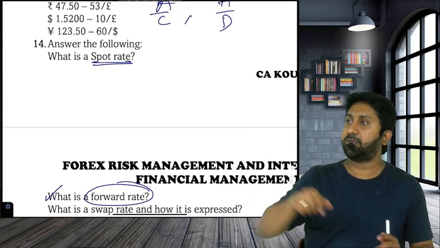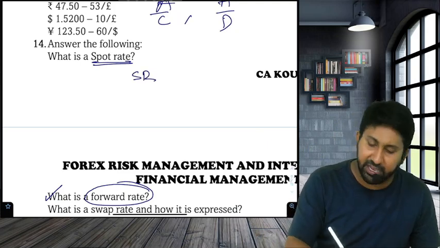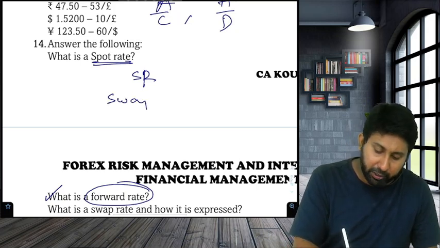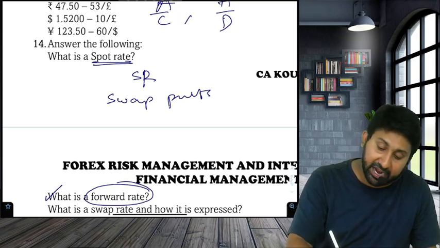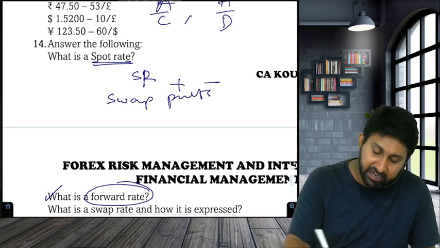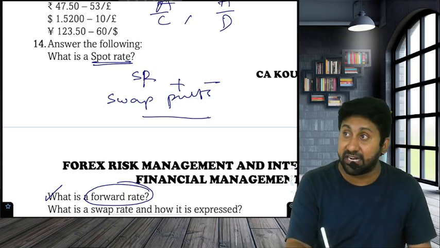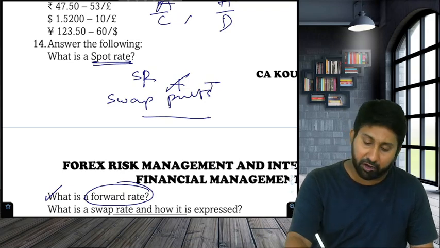Now how will the banks calculate? They will take a spot rate and they will be giving us swap points. These swap points will be either added to spot or deducted from spot. When to add? If these swap points are given in ascending order, we need to add. If these swap points are given in descending order, we need to deduct.